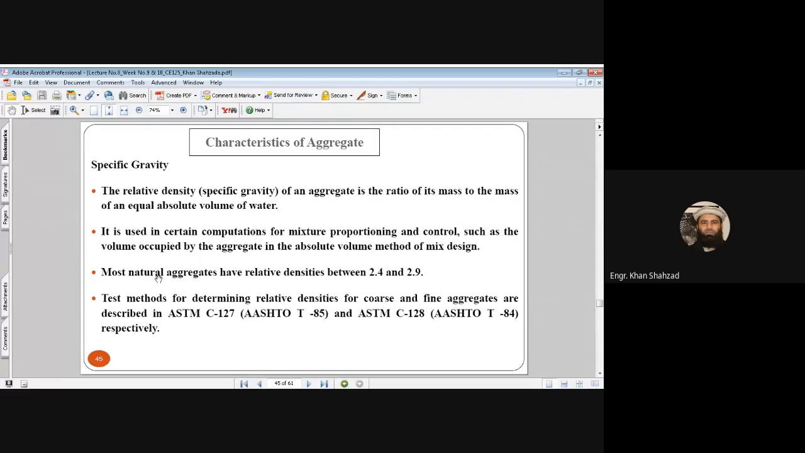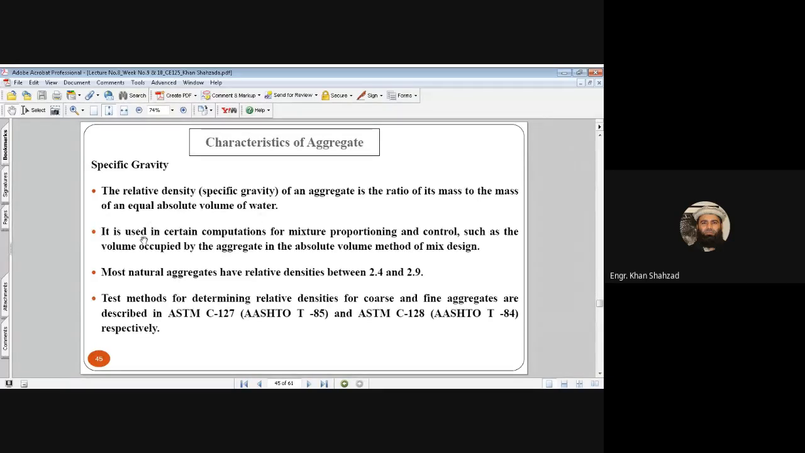The next characteristic of the aggregate is the specific gravity. So I hope you people remember the definition of the specific gravity. The specific gravity, or relative density, of an aggregate is the ratio of its mass to the mass of an equal volume or equal absolute volume of water.